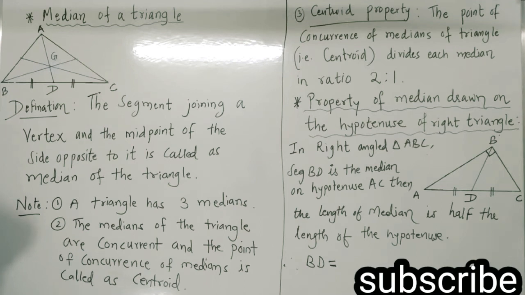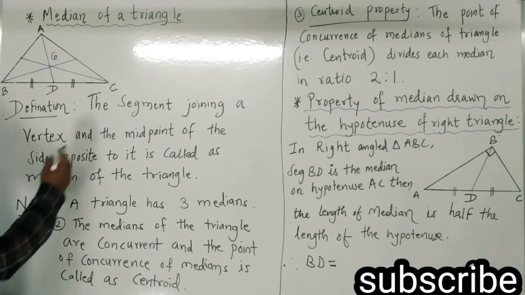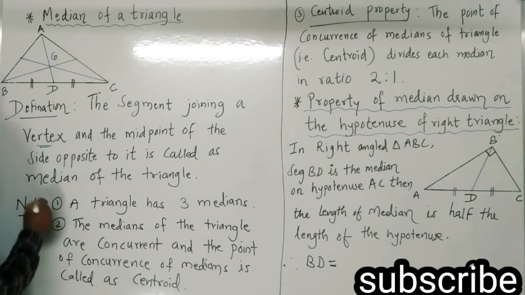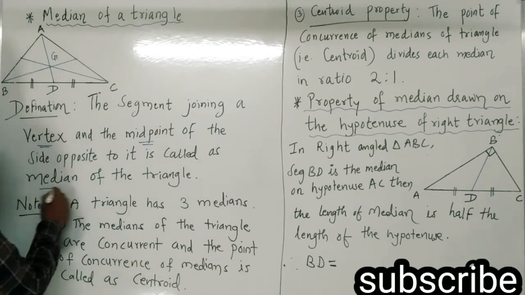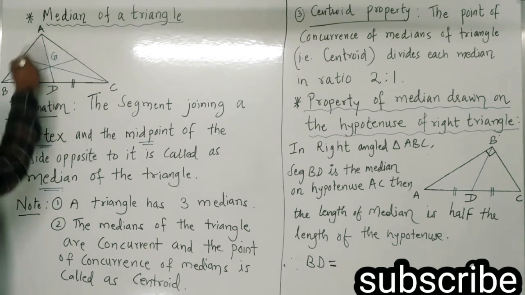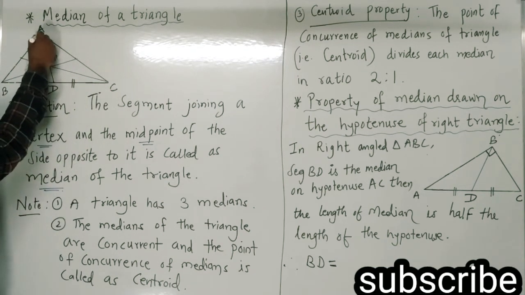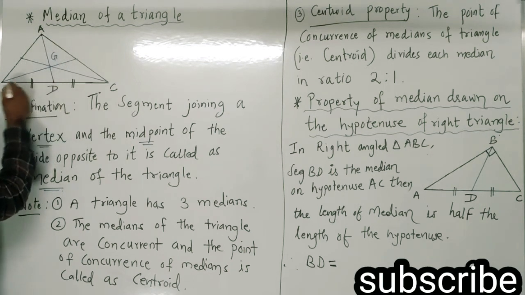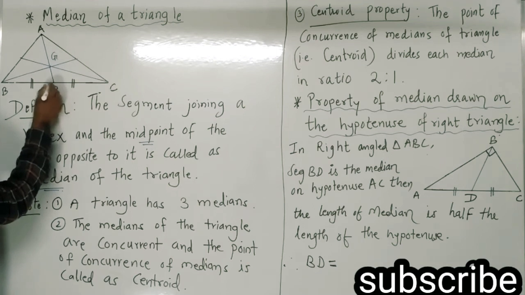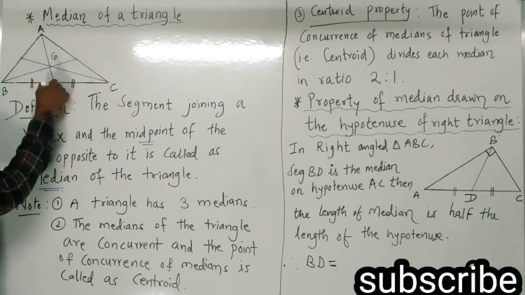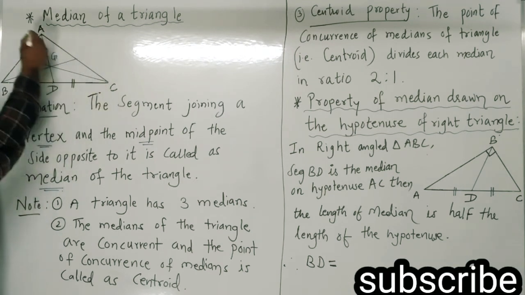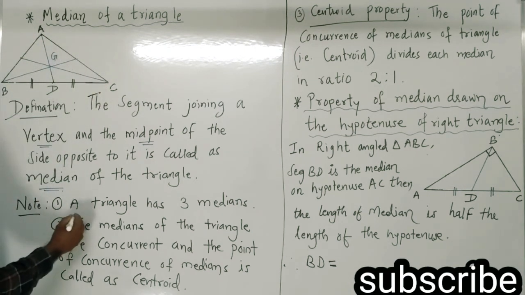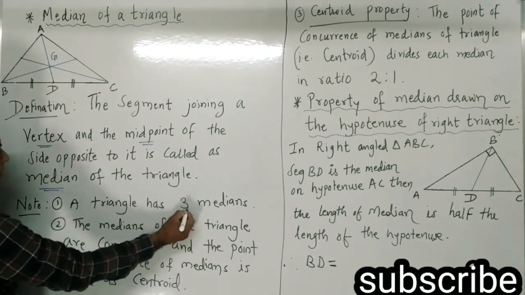Now the definition of the median: a segment joining the vertex of the triangle and the midpoint of the opposite side is called a median of a triangle. Now in triangle ABC, from vertex A, a segment joining vertex A and the midpoint D of the opposite side BC. So here AD is the median of the triangle. In all, a triangle has three medians.